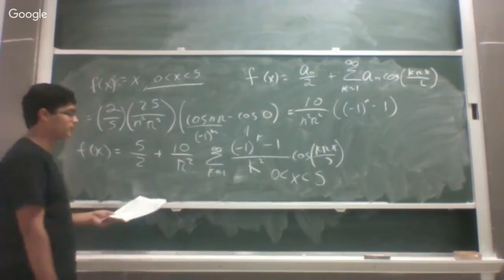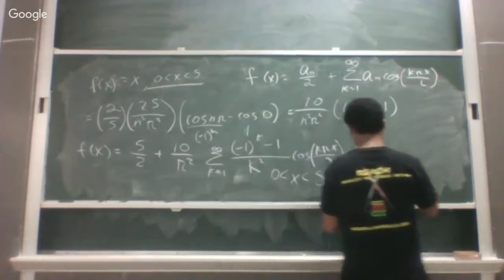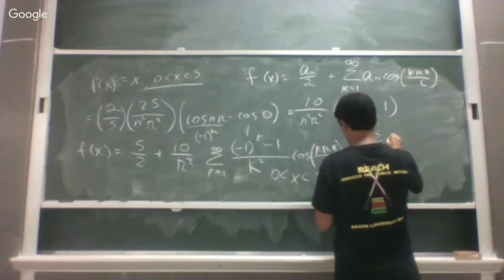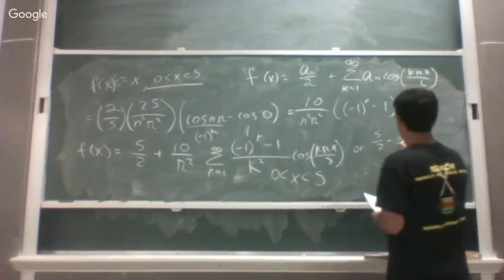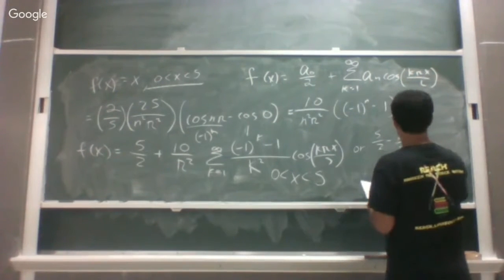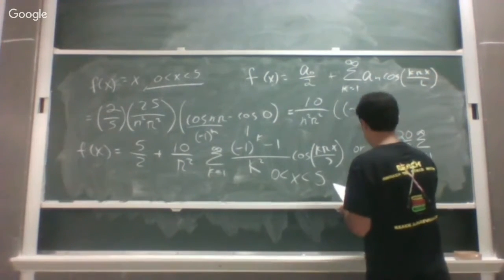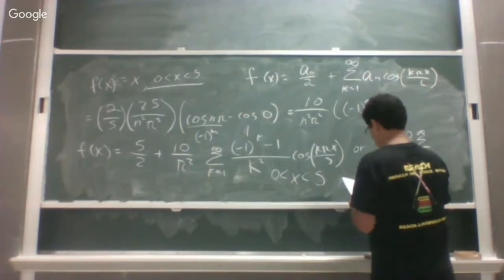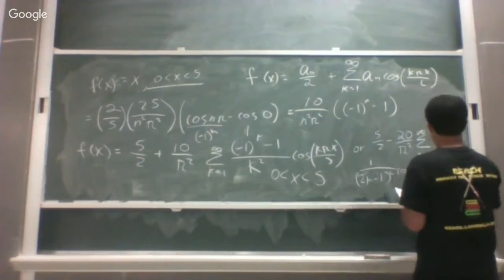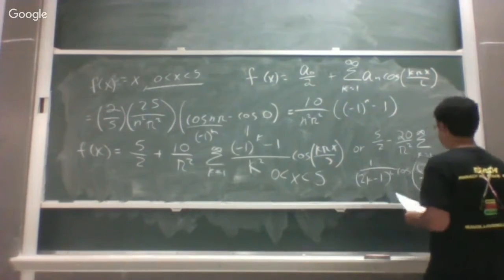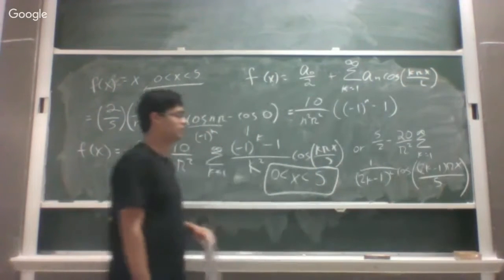They don't make you do 2k minus 1 and all like that. You could put your answer as that too, so I was going there. Or we can do 5 halves minus, if you substitute 2k minus 2 for everything, we have 20 over pi squared times the summation of k equal to 1 going to infinity of 1 over (2k minus 1) squared times cosine of (2k minus 1) pi x divided by 5. And you again need to write this.